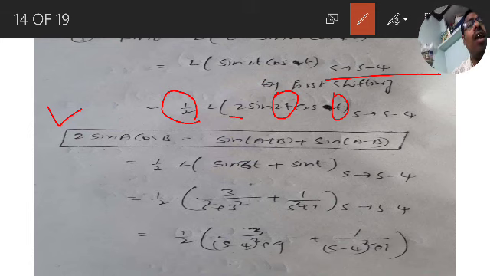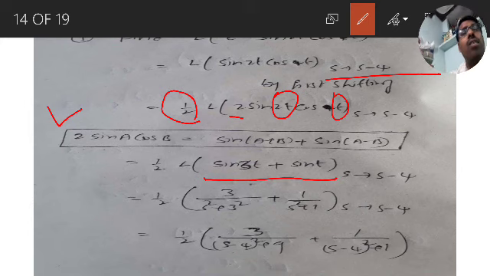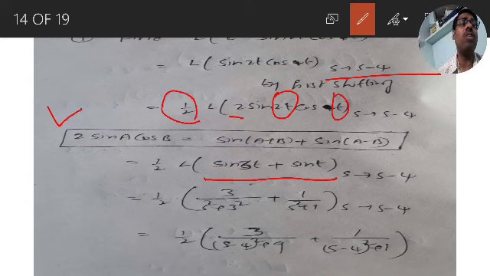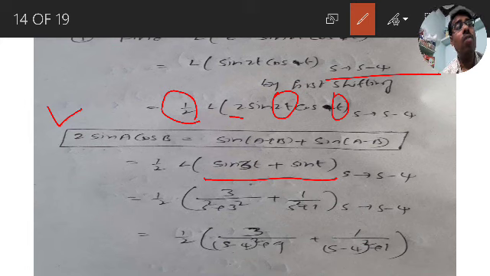So what is that? L of sin 3t plus sin t. You have to use the formula. Which formula again? L of sin at. What is L of sin at? L of sin at is a by s square plus a square. L of sin 3t is 3 by s square plus 3 square. L of sin t is 1 by s square plus 1 square, where 3 square is 9, 1 square is 1.